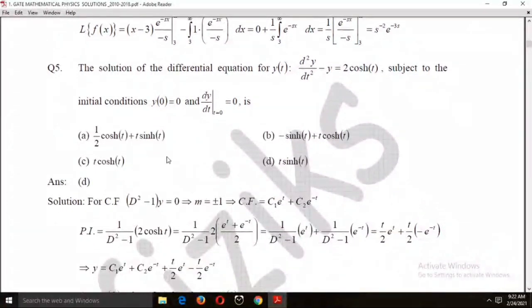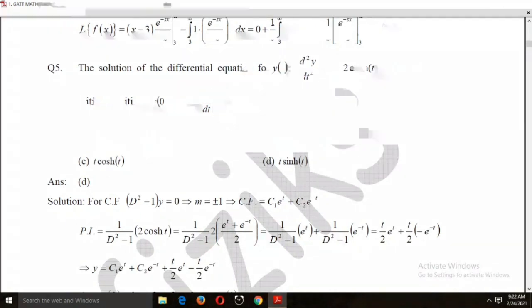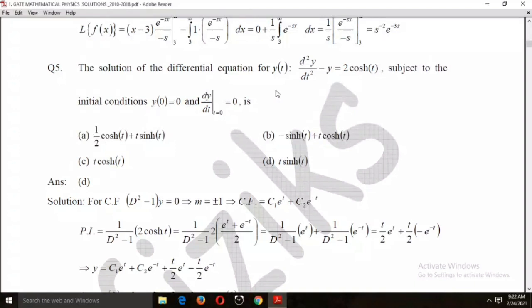Next question from differential equation. The solution of the differential equation for y as a function of t, d2y by dt square minus y equal to 2 hyperbolic cos t, subject to the initial conditions y(0) equal to 0 and dy by dt at t equal to 0 is 0, will be. So these are the options.